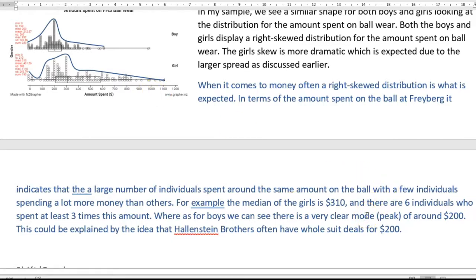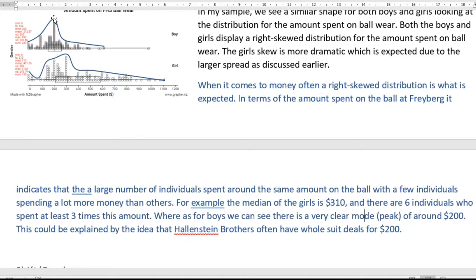Whereas boys, we can see there's a clear peak, a clear mode. So this peak is the mode of around $200. Now, I give some reasons for why that might be the case. So that's again, excellence is giving reasons. So why might this happen, or is this expected?